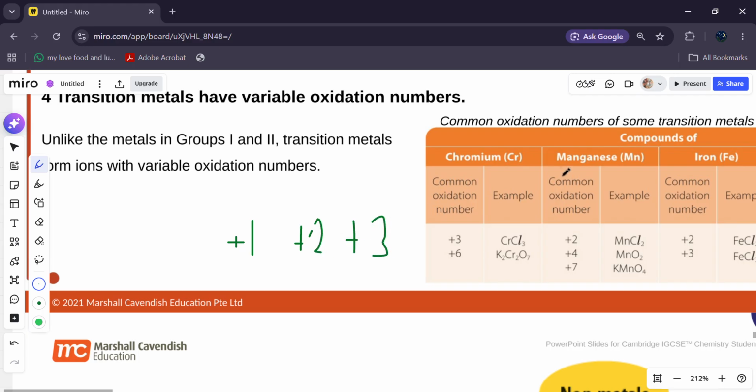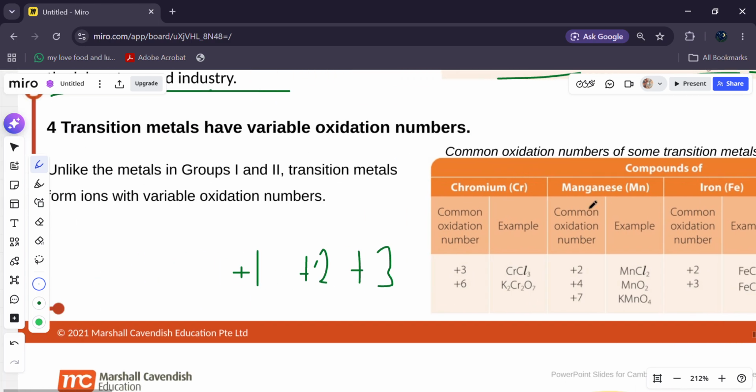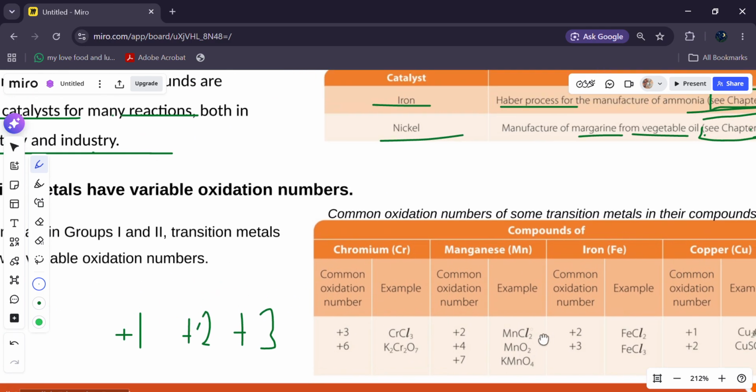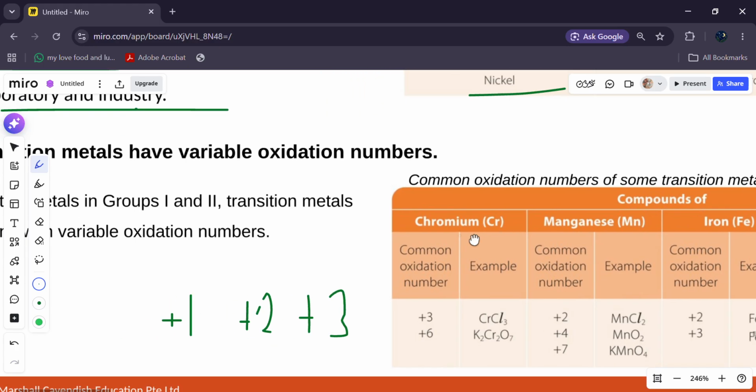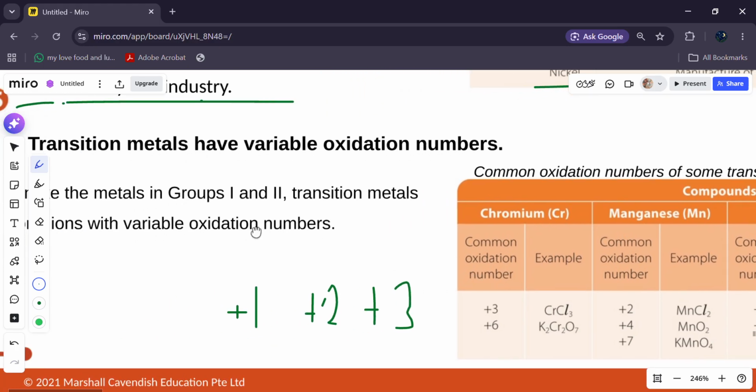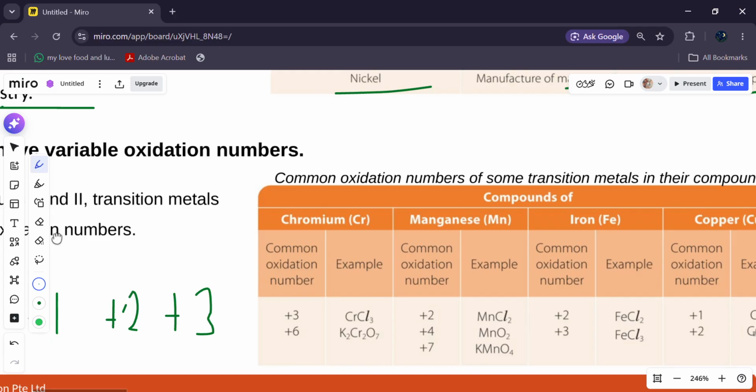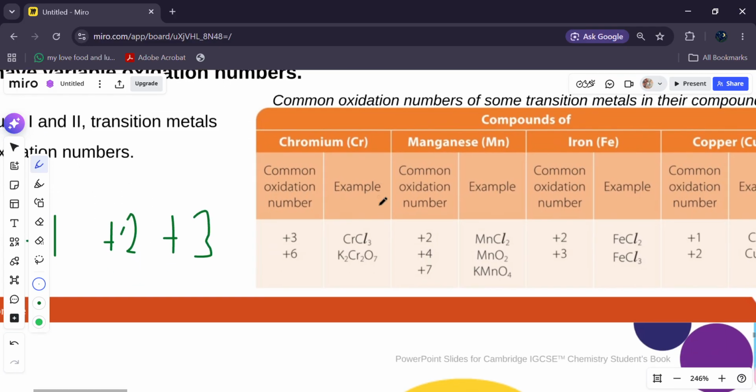However, for transition metals, there is no specific number. It can vary sometimes. Unlike the metals in group 1 and group 2, transition metals form ions with different oxidation numbers, and the table shows the variable oxidation numbers of some transition elements in their compounds.